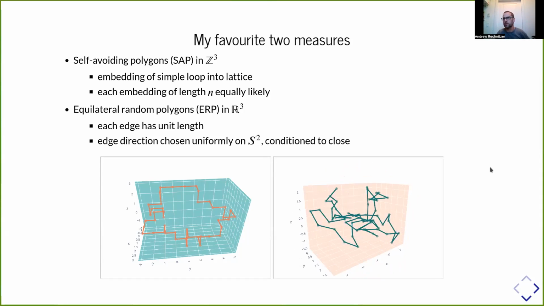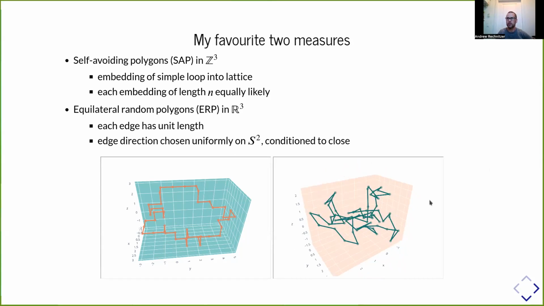And one of the things that you should perhaps notice almost immediately is that the self-avoiding polygon that I've chosen here, which is roughly speaking has been chosen uniformly, is quite open and bloated, whereas the equilateral random polygon I've chosen here is much, much more compact. And this is something that we would expect.